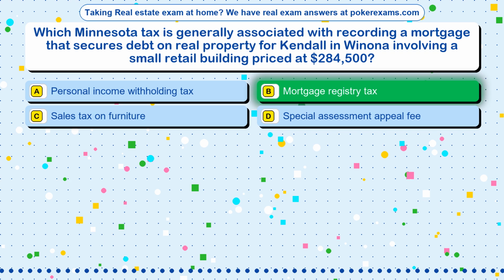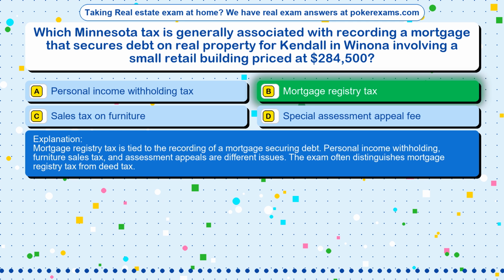The correct answer is option B, mortgage registry tax. Mortgage registry tax is tied to the recording of a mortgage securing debt. Personal income withholding, furniture sales tax, and assessment appeals are different issues. The exam often distinguishes mortgage registry tax from deed tax.